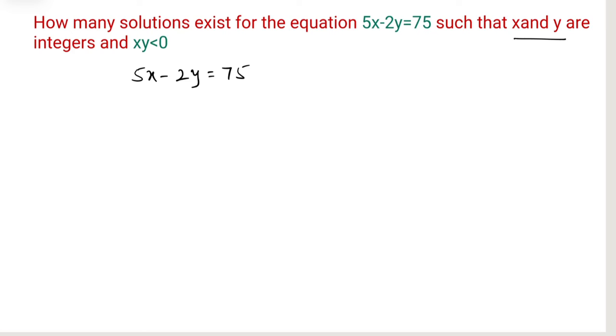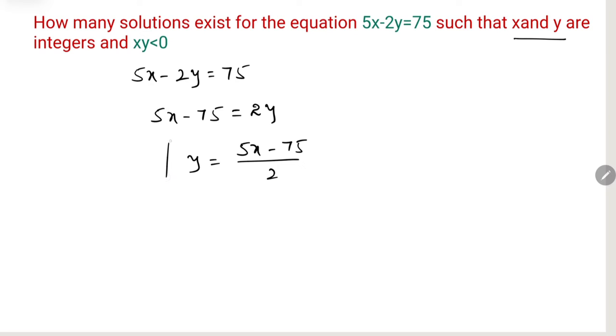So here, we have to convert the entire equation in terms of variable y. Y is negative now. On transposing, 5x minus 75 is equal to 2y. So on transposing we get y is equal to (5x minus 75) by 2. So we wrote the entire equation in terms of y.